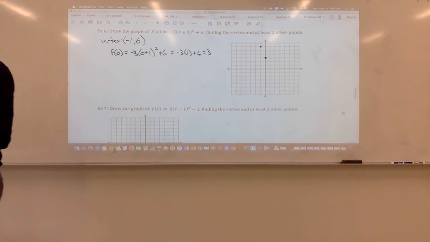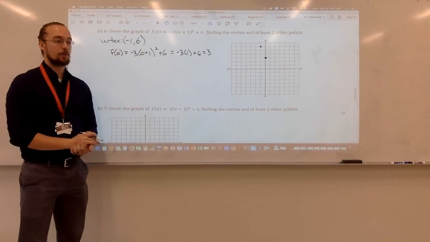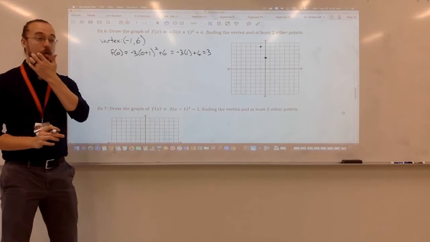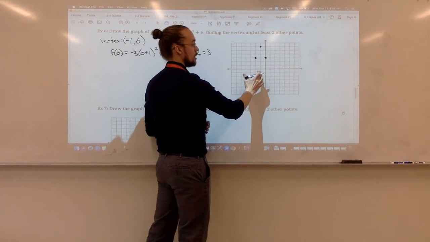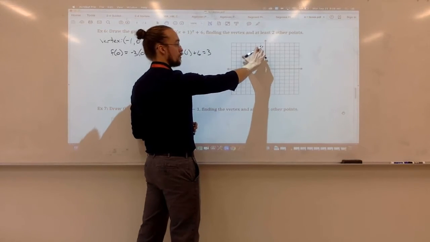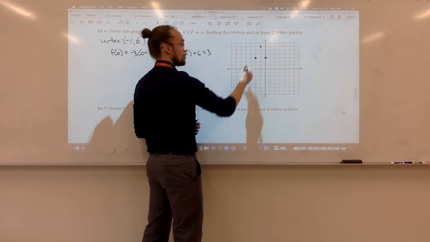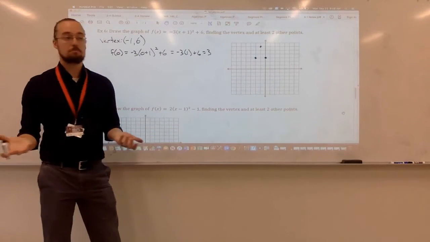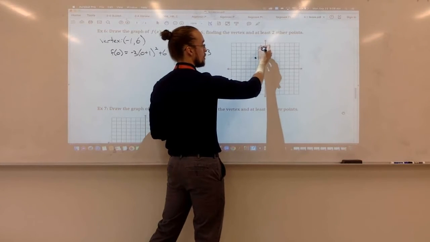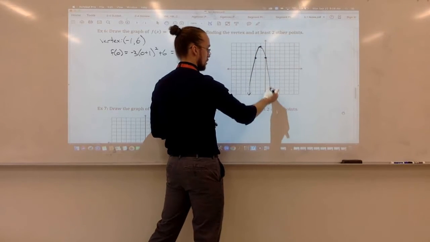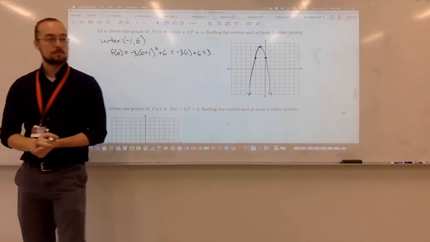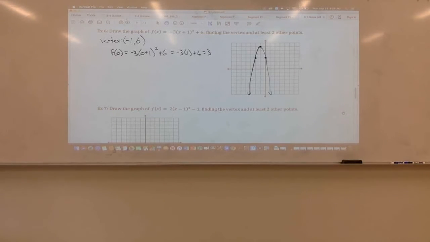Without doing any other arithmetic, what would be another point on the graph then? Negative 2, 3. And because a parabola is symmetric, right? So if 0, 3 is on the graph, my vertex is right here. This point will also be on the graph. So we found 2 other points, right? We can sketch our graph now. Get something like this. You okay with that one?